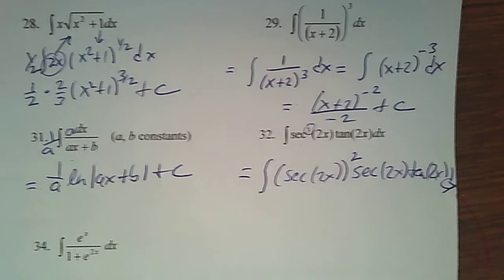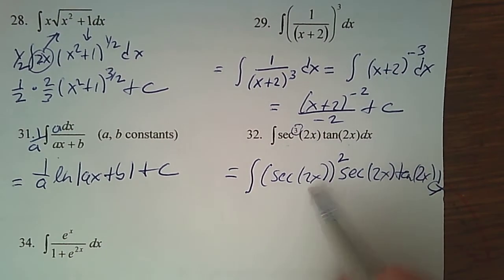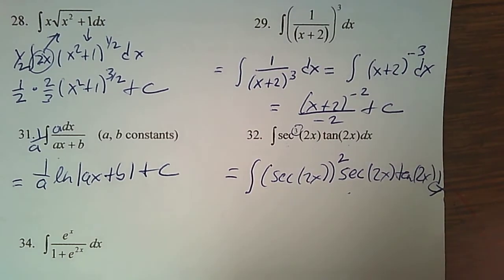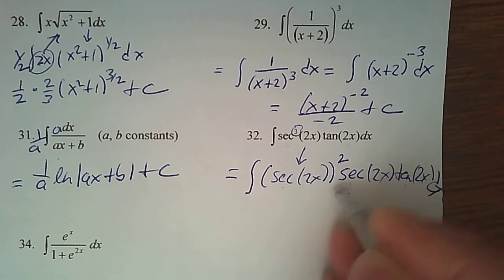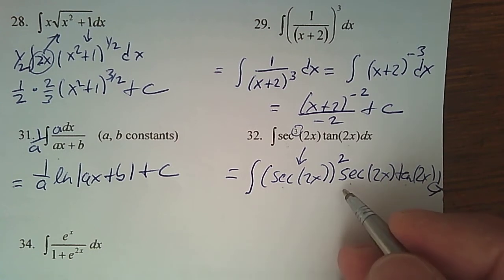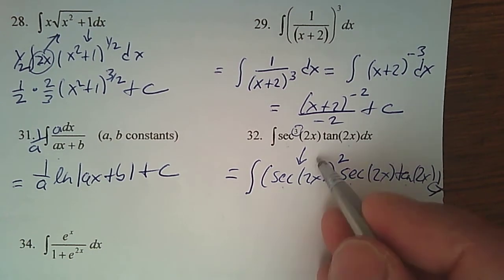I had a little room there. So do you see how there's 3 secants? But I separated it in a way, so the derivative of secant is secant tangent. So I needed that extra secant for the hook. Now there's still another little hook, and that little hook is 2.